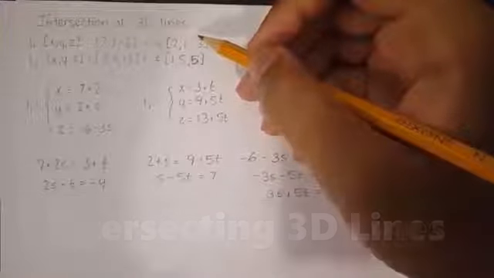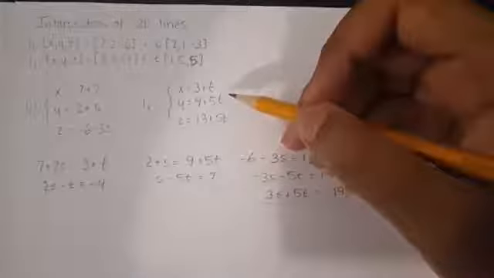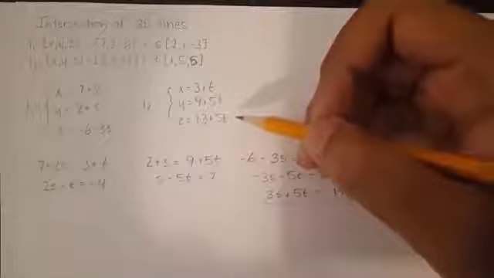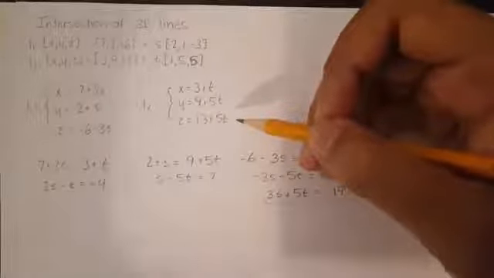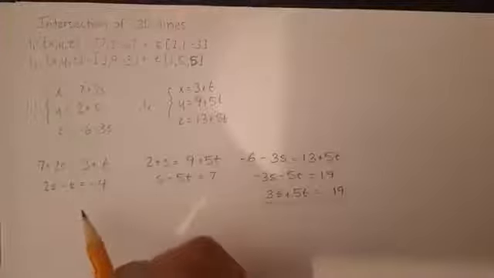So first you are given the equations of two lines, which must be put into parametric formulas. So x equals 7 plus 2s, y equals 2 plus s, z equals negative 6 minus 3s for line 1, and for line 2 it is x equals 3 plus t, y equals 9 plus 5t, and z equals 13 plus 5t. Next you must equate the like coordinates. So for the x-axis you will have 7 plus 2s equals 3 plus t, which will be simplified to 2s minus t equals negative 4.